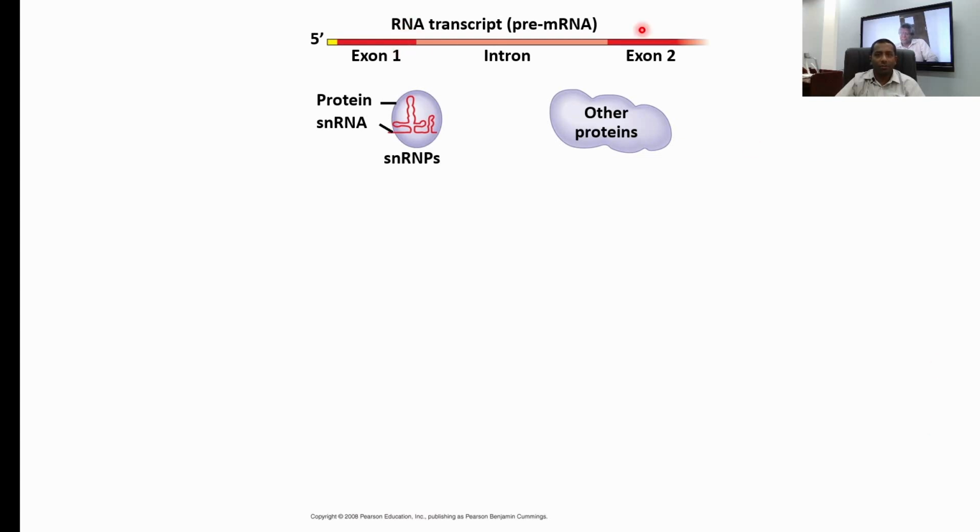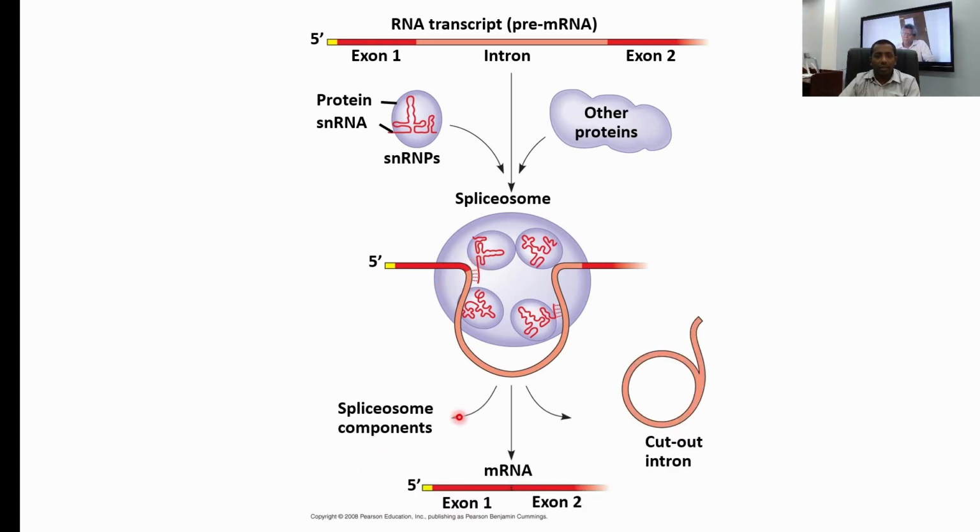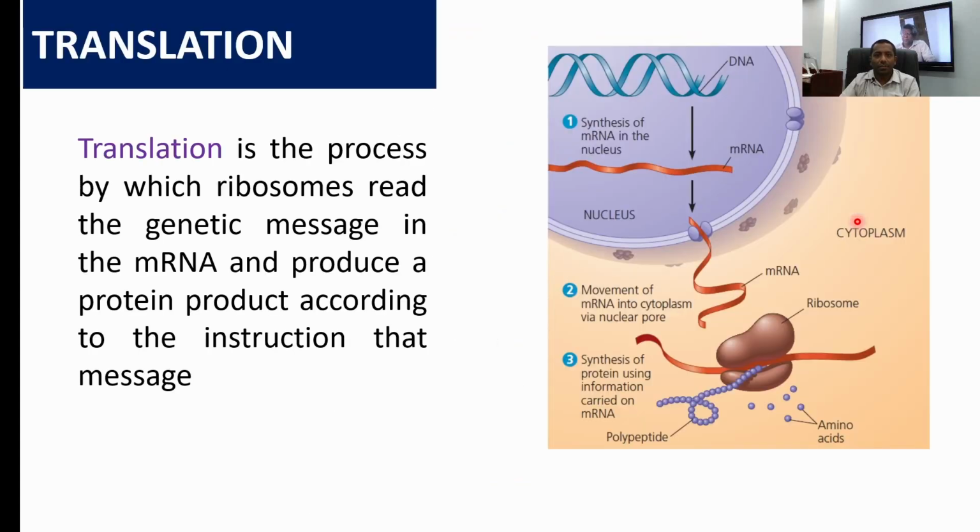Here we have exon 1 and exon 2 separated by an intron. We have snRNA molecules and other proteins. They bind together, forming a spliceosome, and remove the intron region and join the two exon regions, or protein coding regions. Right. So now we have a modified messenger RNA molecule.